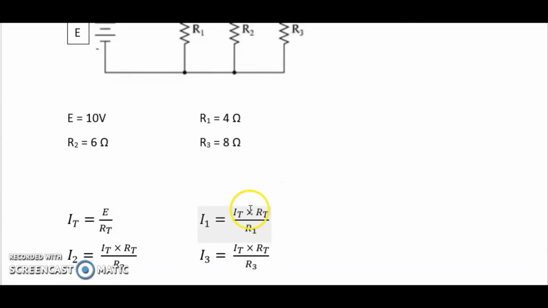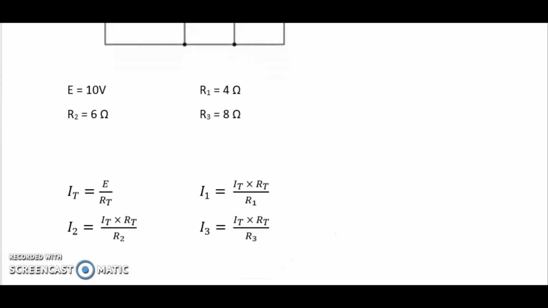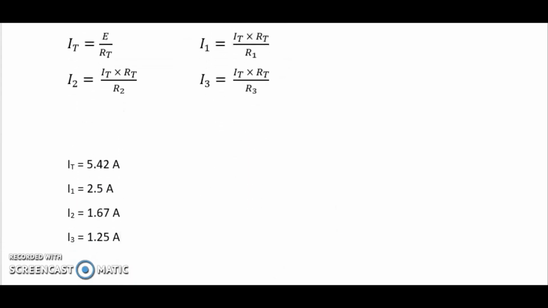With these two values, you can sub them into the current divider law. The current divider law will give you the total current going through that branch. The values can be seen here. When these three values are added together, they equal the total current of the circuit. This shows that the current divider law works and how the current splits between each branch.